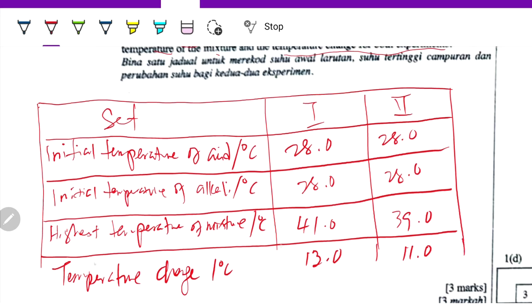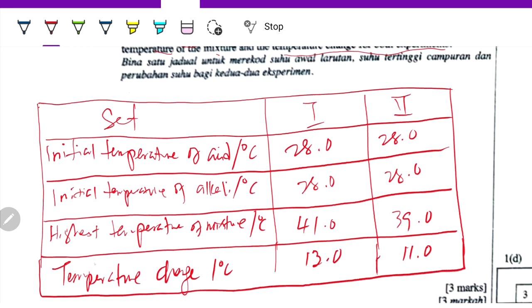Okay, so this is how we draw a table. Then score 3. Remember, all the units must be stated correctly. Try not to write your unit in the data like this. So no.